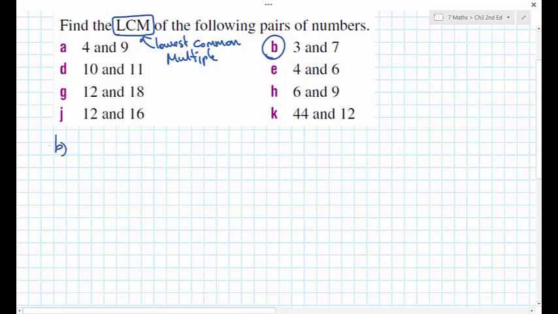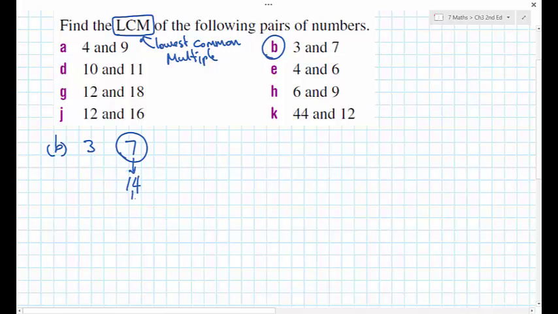So with this one, I've got 3 and I've got 7. What I want to do when I'm looking for a lowest common multiple is start listing out multiples of my big number first. So 7 times 2 is 14. I just keep adding on 7 onto that. Then at that stage, I want to see, is 14 divisible by 3? No, it's not, so I keep going.